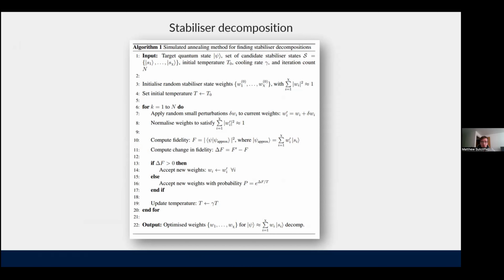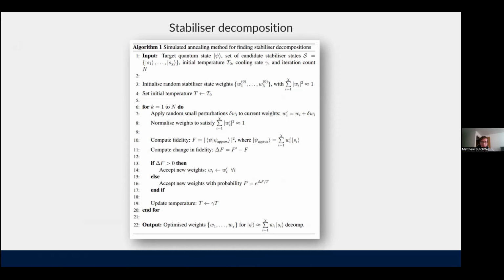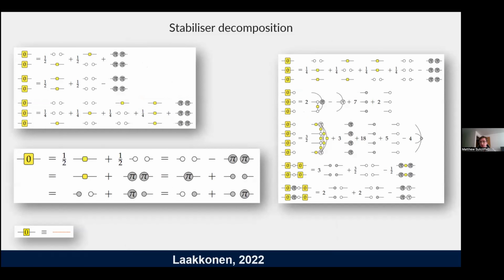So Thomas Lakinen's thesis goes into a lot more detail on this, and he explores a few other methods as well. He tried a genetic algorithm approach for trying to find new decompositions, but he concluded that that didn't work very well. So there's a lot more to be said there about methods that do work and methods that don't work, and how you can find these.